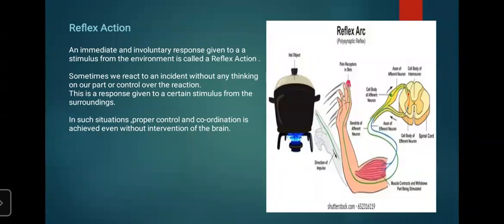Sometimes, so you can see that it's by mistake. What will happen if we touch the hot pot? What will happen? We instantly remove our hand. Why does this happen? We will see that.